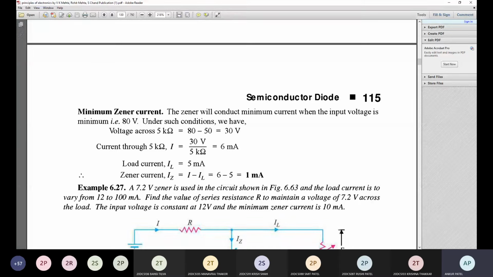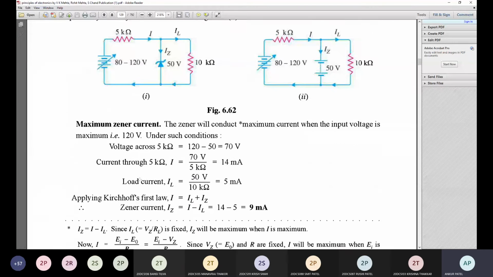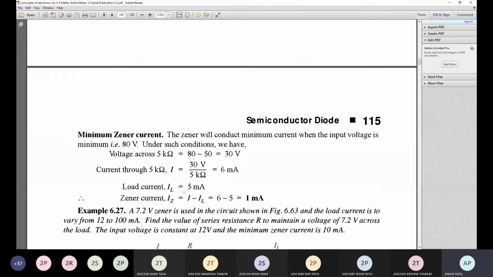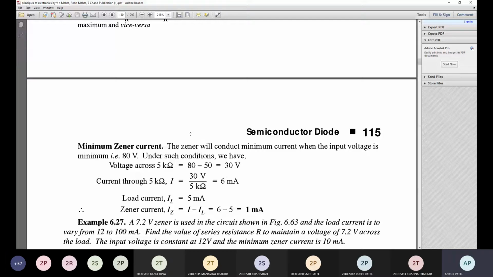So you can find out this maximum and minimum Zener current by considering the source voltage. Does anyone have a query for this example? How to find the maximum and minimum current through the Zener diode?